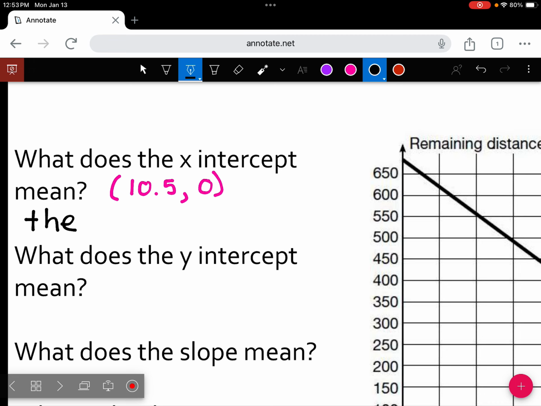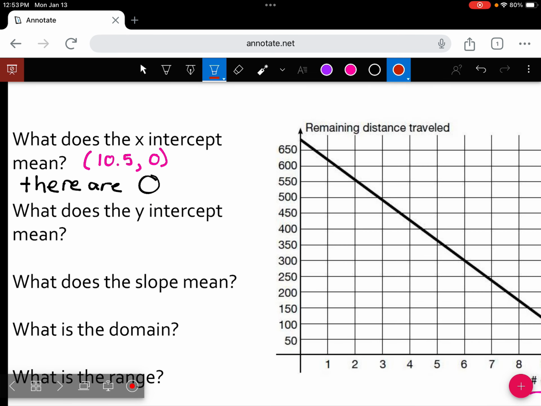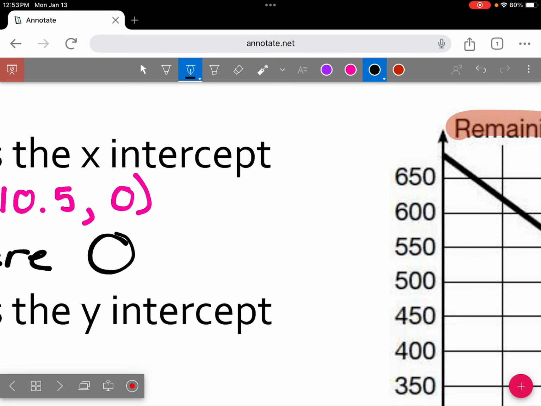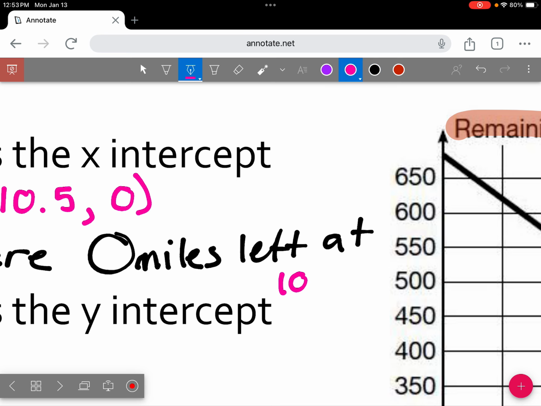The x-intercept is when my line hits zero. It's that there are 0 remaining distance or remaining miles. 0 miles left. That's an M. At 10.5 hours.